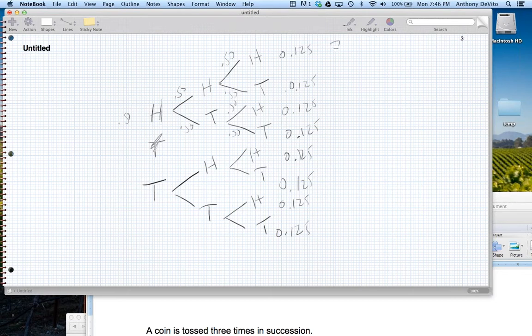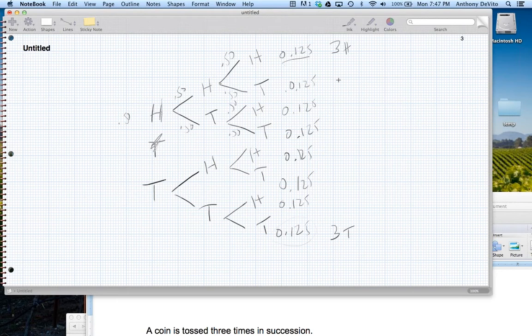Probability of getting 3 heads is 1 in 8. None of these other outcomes include 3 heads. So 3 heads, the probability is just as we predicted, 0.5 times 0.5 times 0.5, which is 1 in 8 or 0.125. Probability of getting 3 tails, just as we predicted, is going to be 0.125. Well, let's look at these other possibilities.